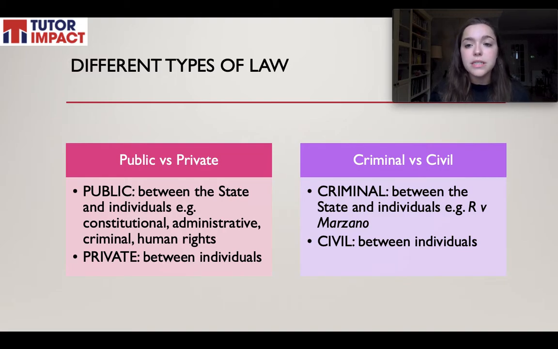Okay, so we have some different types of law. We need to begin to understand these distinctions. The first important one is between public and private law. Public law is between the state, like our government, and individuals, so me and you. And it's how the law regulates interactions between the state and its individuals.